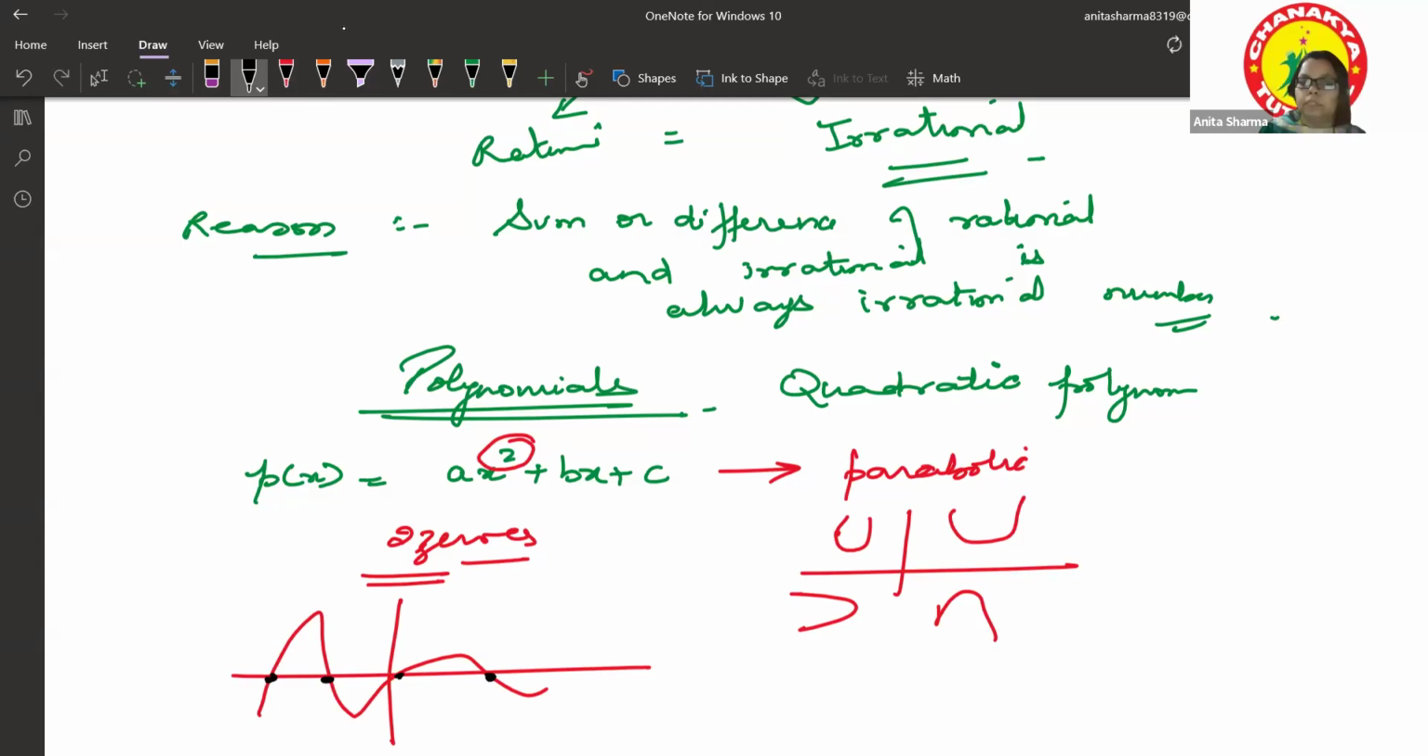So this is ax square plus bx plus c. Let alpha and beta be the zeros. The sum of the zeros, alpha plus beta, will always be equal to minus b by a, and the product of the zeros is always equal to c by a. These are two formulas; one more formula is also there. If the sum of the zeros and the product of the zeros are given, how will you form the quadratic polynomial? It will be k times x square minus sum of the zeros into x plus product of the zeros.